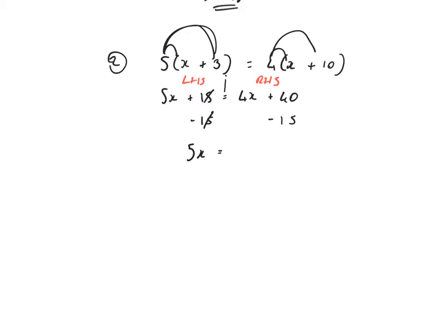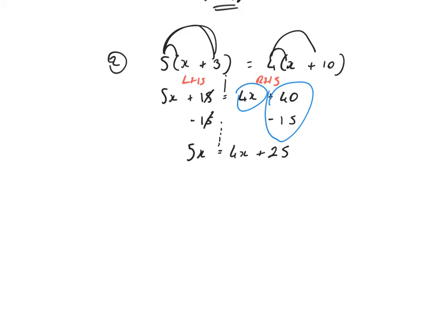And again, see what you see on the right hand side. Well, there's 4x. And I've got 40 take away 15, which is 25. Okay, let's go through it again.